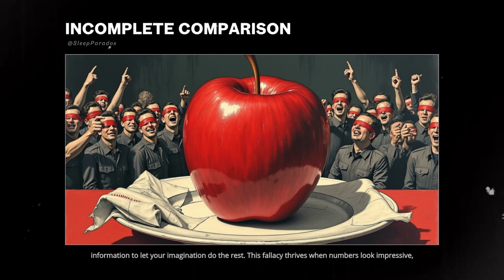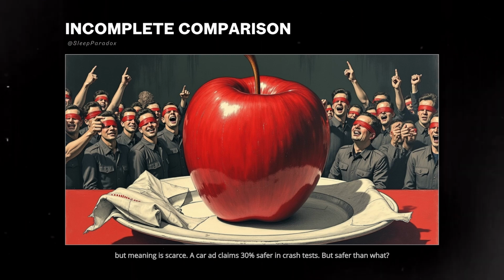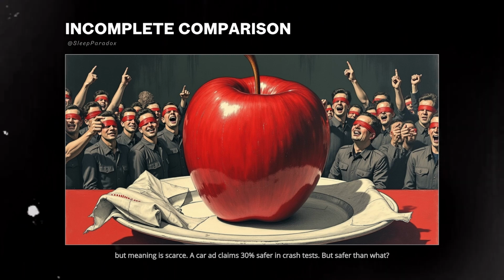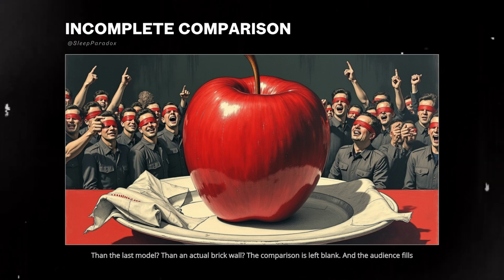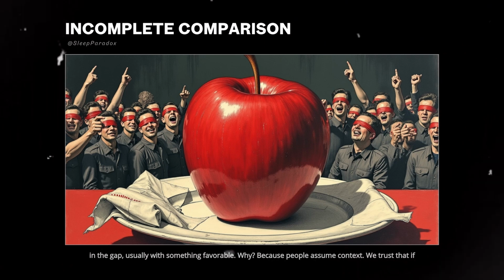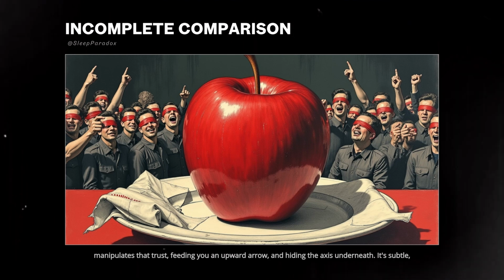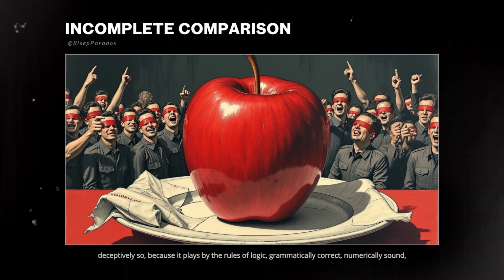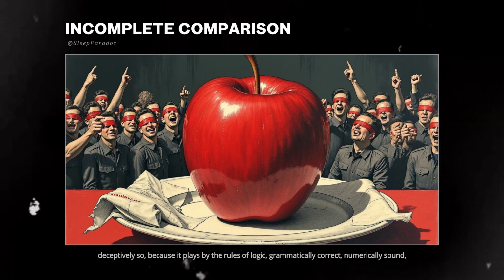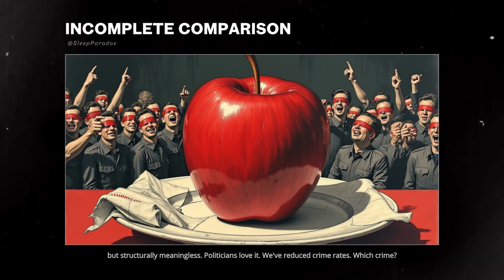This fallacy thrives when numbers look impressive, but meaning is scarce. A car ad claims 30% safer in crash tests. But safer than what? Than the last model? Than an actual brick wall? The comparison is left blank, and the audience fills in the gap, usually with something favorable. Why? Because people assume context. We trust that if something is being compared, it must be to something legitimate. But incomplete comparison manipulates that trust, feeding you an upward arrow and hiding the axis underneath. It's subtle, deceptively so, because it plays by the rules of logic, grammatically correct, numerically sound, but structurally meaningless.